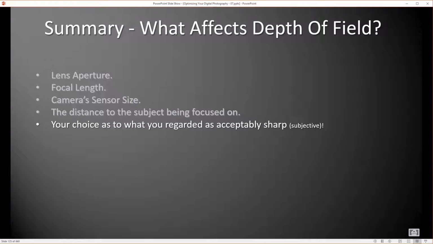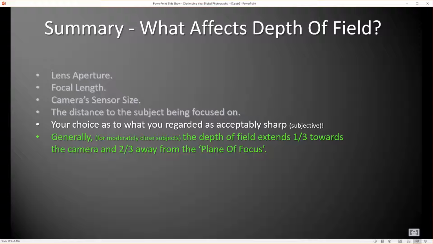And it's also down to your choice as to what you regard as acceptably sharp. It's a subjective assessment. So generally, for moderately close subjects, the depth of field extends 1/3 towards the camera and 2/3 away from the plane of focus. So if you're focused on a subject a meter away, then the depth of field, if you consider it acceptably sharp, will extend 1/3 of a meter towards you and 2/3 of a meter away from that plane of focus, the thing that you've got totally sharp.